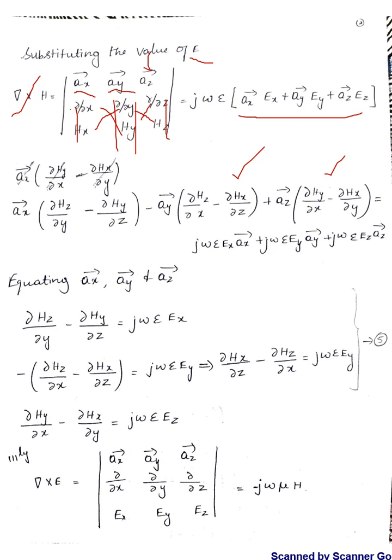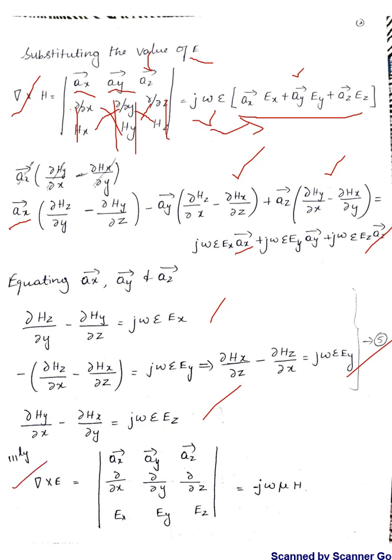And I'm writing the RHS part similarly. That is, I'm going to take this j omega epsilon E inside, multiplying each and every term, and write the RHS part. After that, I'm going to equate the ax vector, the ay vector, and the az vector, since I have them on both the LHS and RHS. I'll mark that equation as 5. Now you have completed it for H.